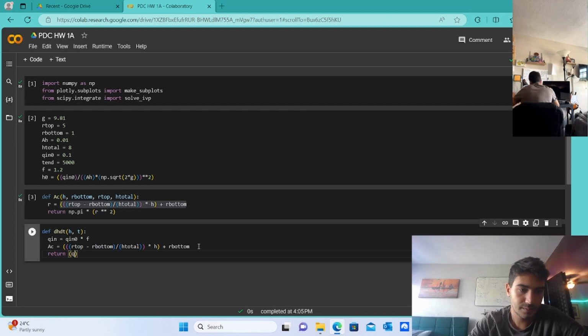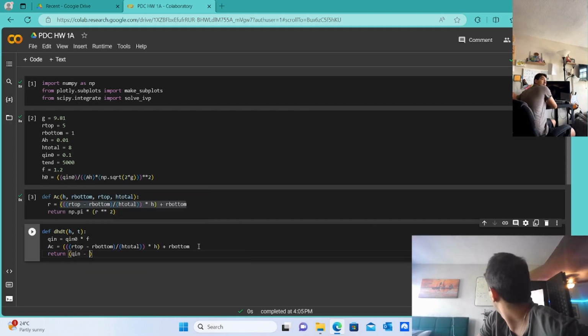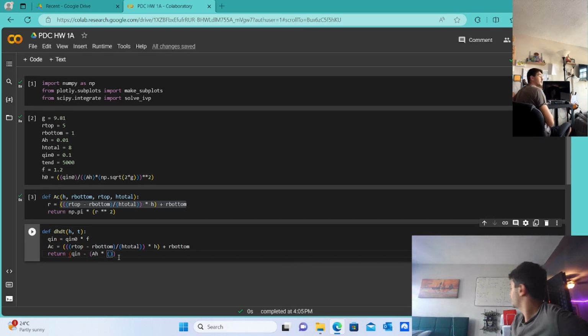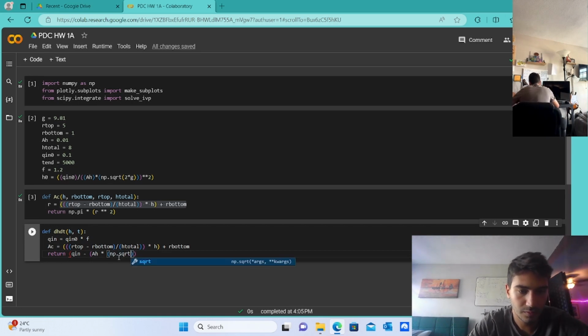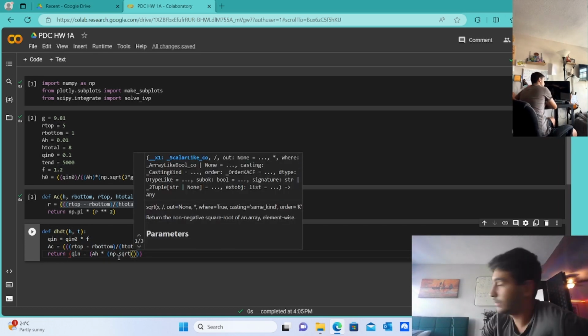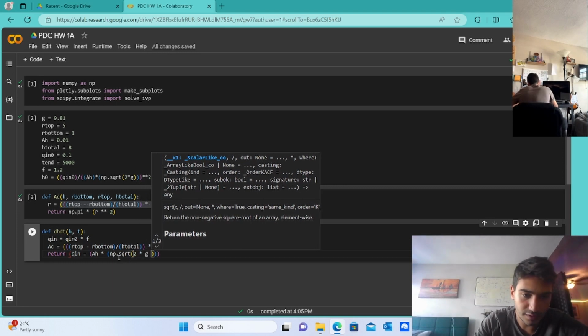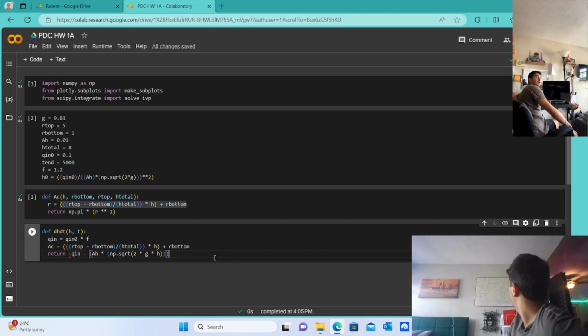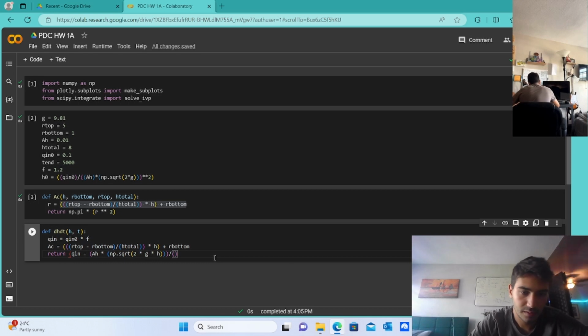So then we're going to be returning qn minus ah multiplied by, ah is going to be multiplied by the square root of 2 times g times h, right? So we have qn minus that whole thing, that's going to be divided by AC, right?